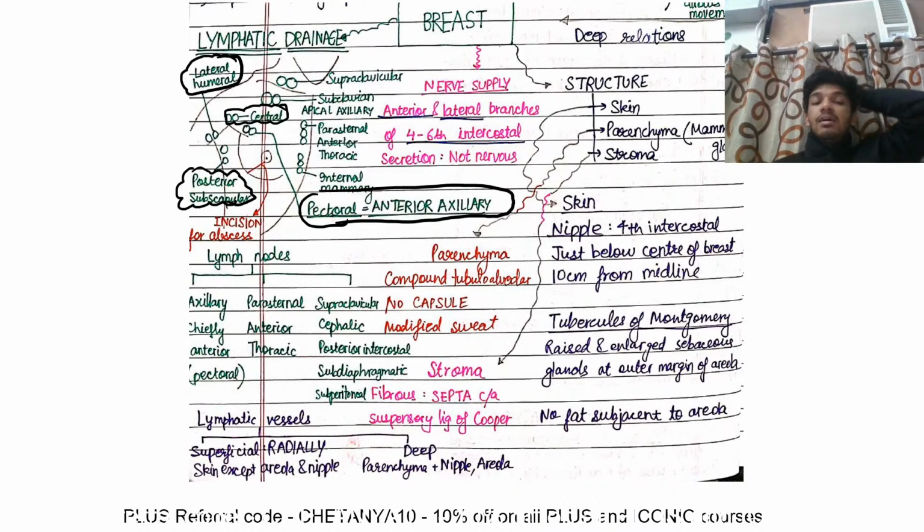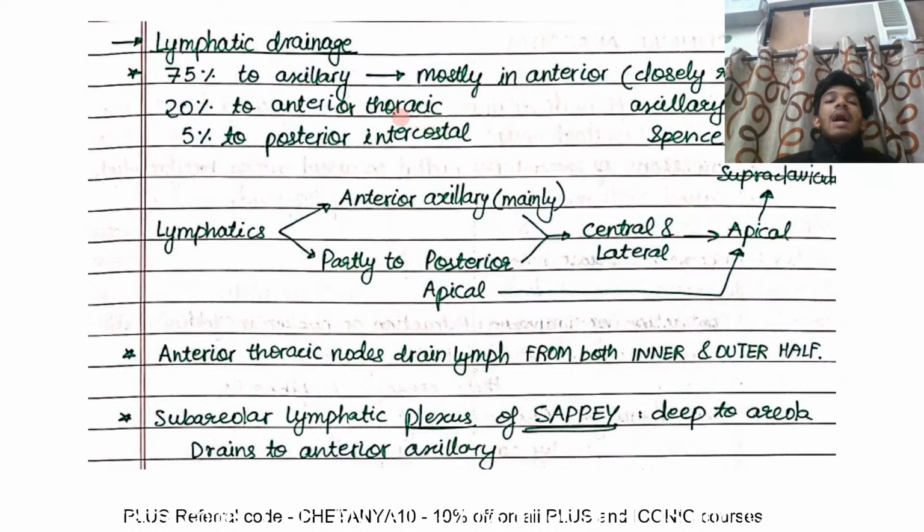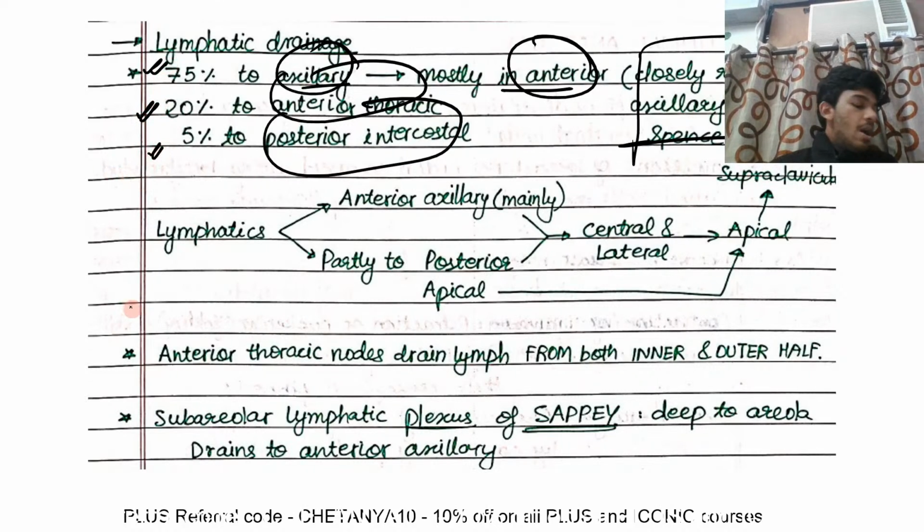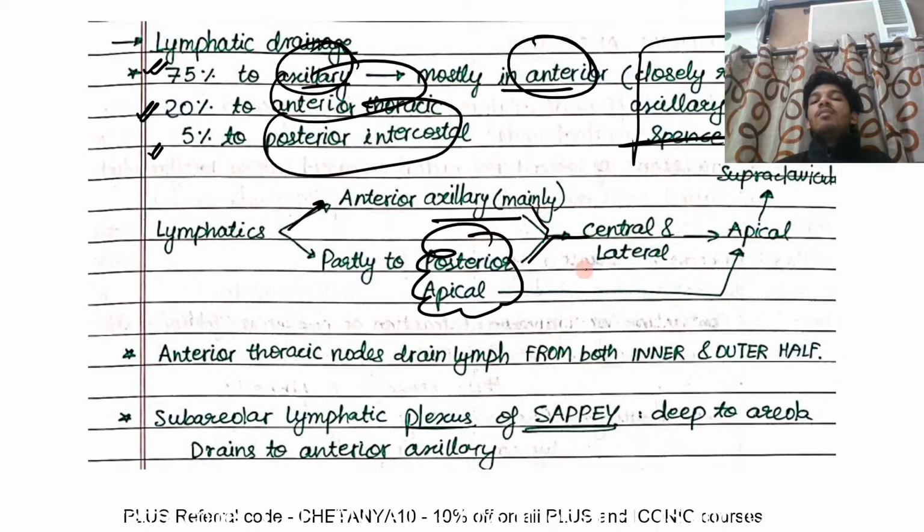Okay, roughly, try to remember axillary, anterior thoracic and posterior intercostal, right? Axillary mostly anterior, and they're closely related to the axillary tail of Spence. 75% goes to them, 20% goes to anterior thoracic, 5% goes to posterior intercostal. So the lymphatics go to the anterior axillary lymph nodes and to the posterior and apical lymph nodes. They go to the central and lateral lymph nodes. Central and lateral go to the apical, and apical go to supraclavicular.